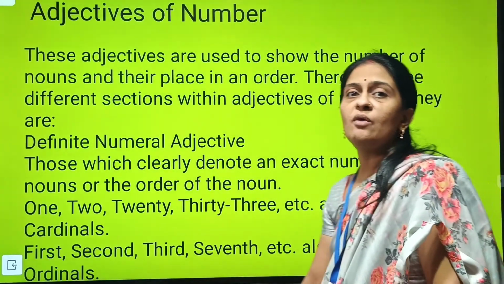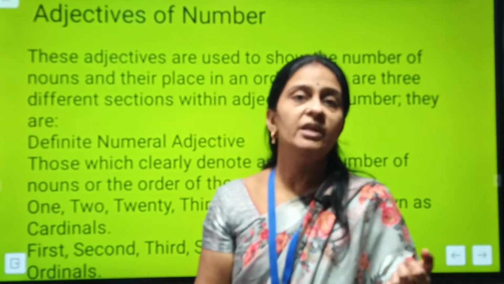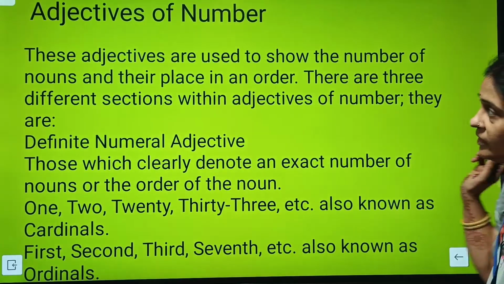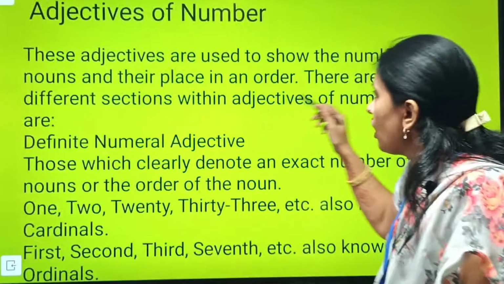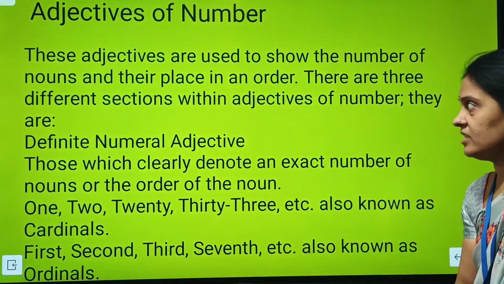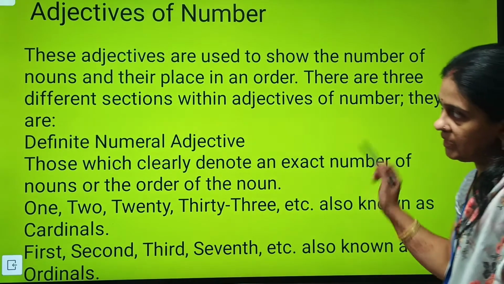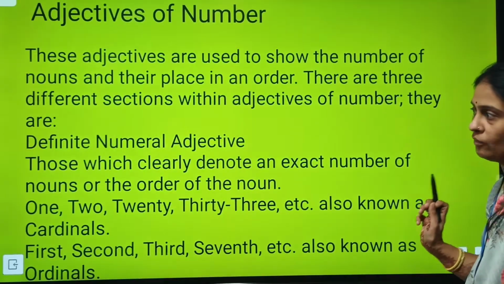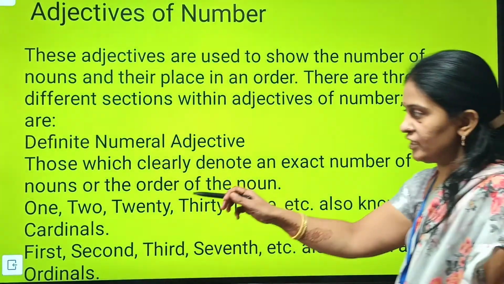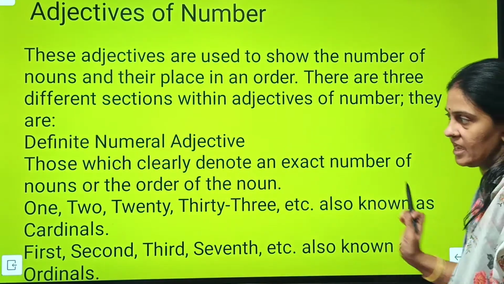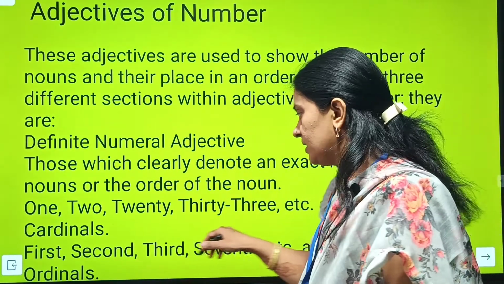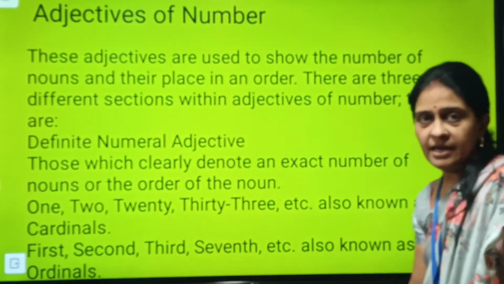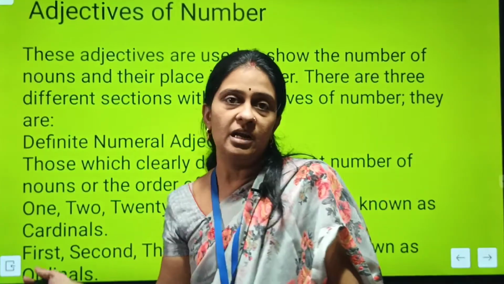Now, adjective of number. In this adjective, we describe the numbers. These adjectives are used to show the number of the noun and their place in an order. There are three different sections within adjectives of number. They are definite numeral adjectives, those which clearly denote an exact number of the nouns or the order of the noun, like 1, 2, 20, 33, etc. are known as our cardinals. But if I say first, second, third, seventh, 8th, 9th, 10th, etc. These are our ordinal numbers. You have studied these cardinals and ordinal numbers in your maths also.